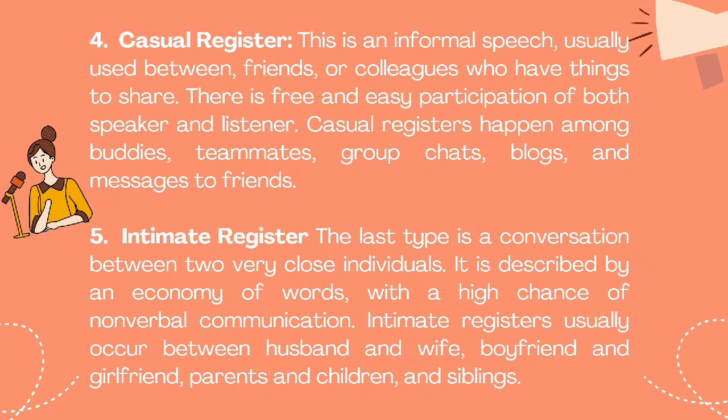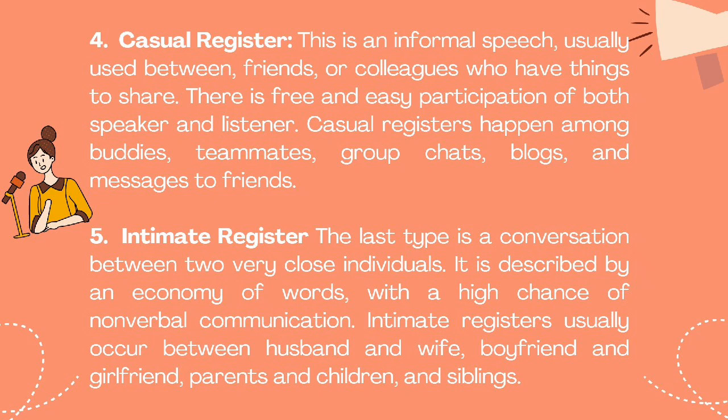The fifth one is the intimate register. This is used between people who are very close to each other, like family members, partners, or best friends. In this register, there are often very few words because the people understand each other so well. Sometimes even just a look or tone or touch can say a lot.